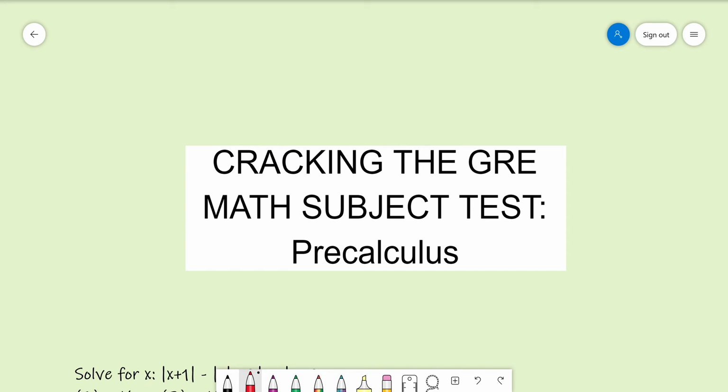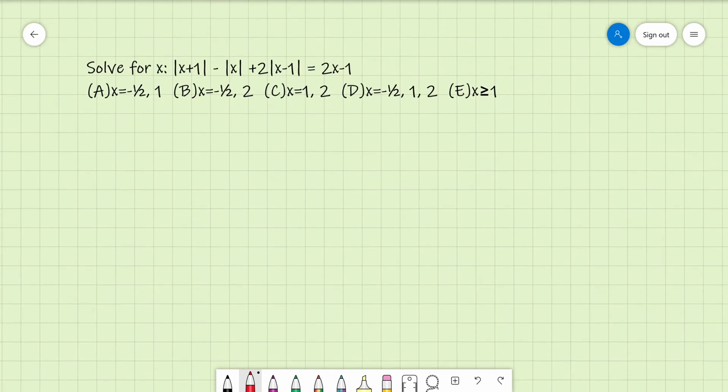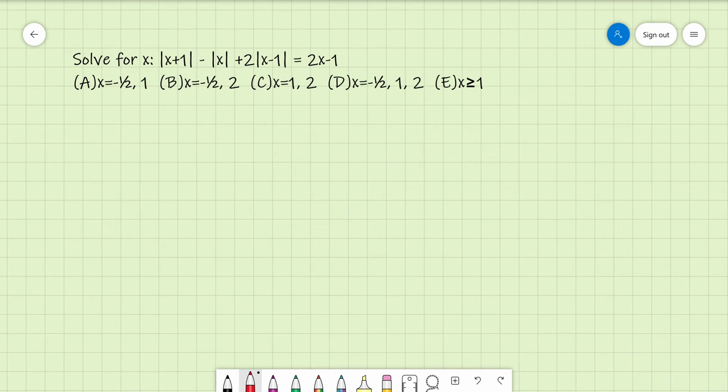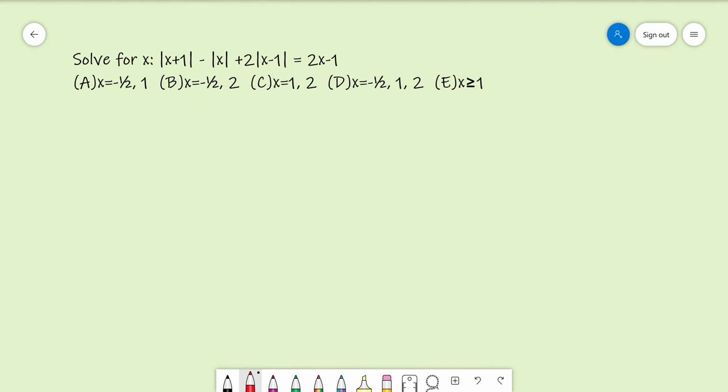We're on the Precalculus chapter, and this is our third question. This is an equation with some absolute values in it, and we're asked to solve for x. One way to approach this problem is just trial and error, to just try the different values of x that are offered as possible solutions. We see that there's only a few different options here: negative 1/2, 1, 2, and then all numbers greater than or equal to 1.